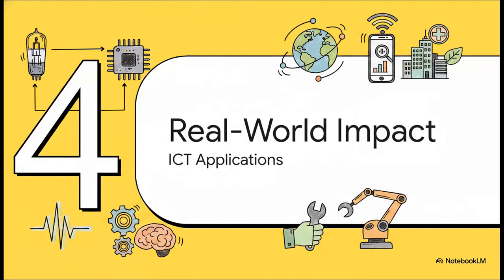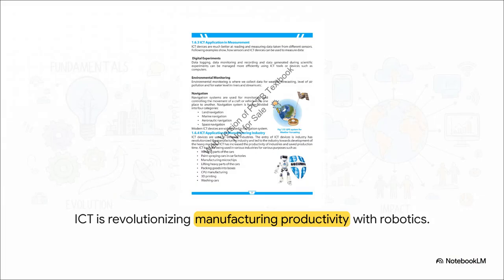Which brings us to Section 4, Real-World Impact and ICT Applications. Take a look at the massive revolution happening in the manufacturing industry right now. ICT devices didn't just improve factories, they completely redefined them. We now rely heavily on automated robotics for tasks that used to take hours and hours of manual human labor. I mean, we have robotic arms that perfectly weld car parts, paint vehicles, pack goods into boxes, and even manufacture the very microchips that power them.